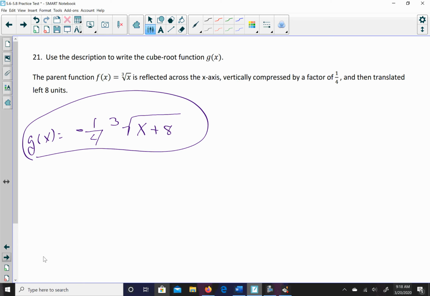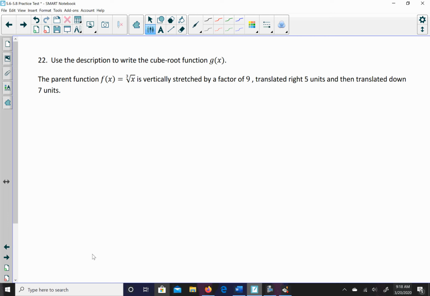And I believe we have one more of those. The parent function is a cubed root of x, vertically stretched by a factor of 9. So vertical means on the outside, so I'm going to have a 9 on the outside. Translated right 5 units, so inside will be -5. And then translated down, so outside, -7. So then I am going to write this as g of x. Just be careful when you're writing this that we can clearly tell that this -7 is not underneath the radical sign.